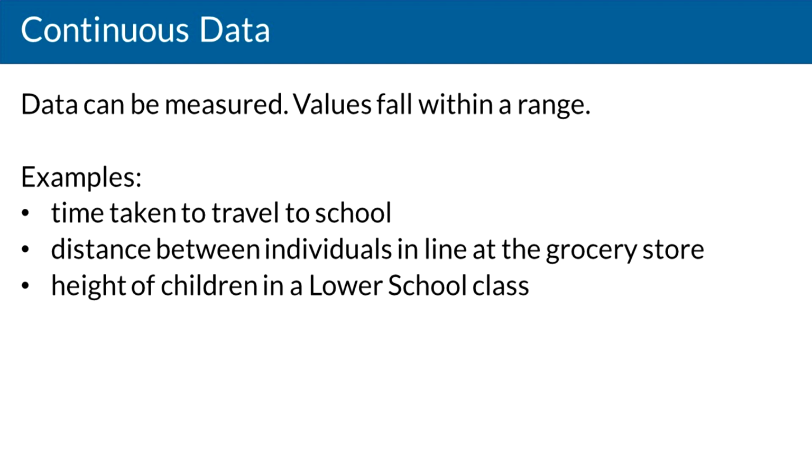Continuous data, on the other hand, is data that can be measured. When you're measuring, the precision of your data values hinges on the accuracy of your measuring tool. And to that end, you'll never end up with exact values. We always lump continuous data into set ranges. Examples of quantities that would be measured using continuous data include the time taken to travel to school, the distance between individuals in line at the grocery store, and the height of children in a lower school class.